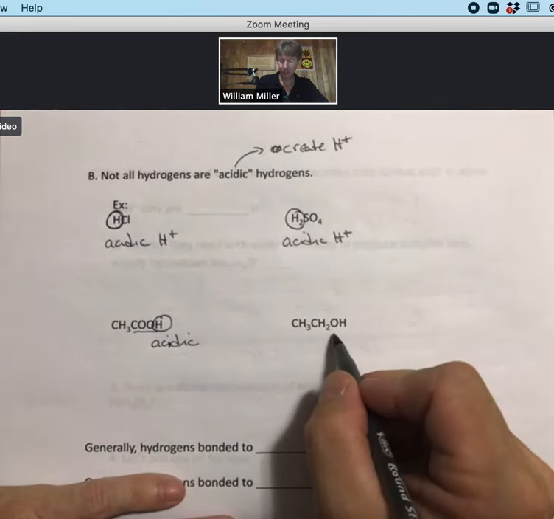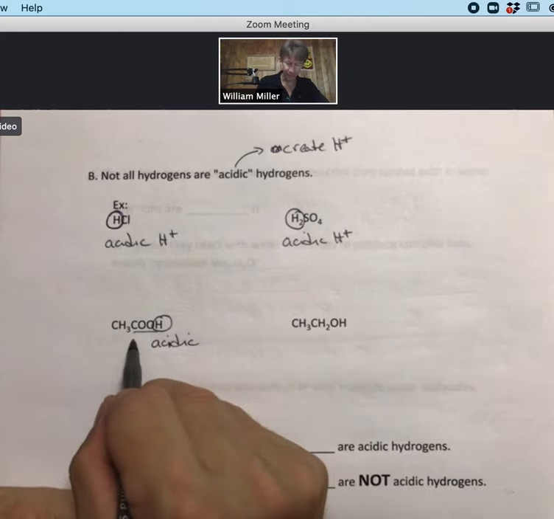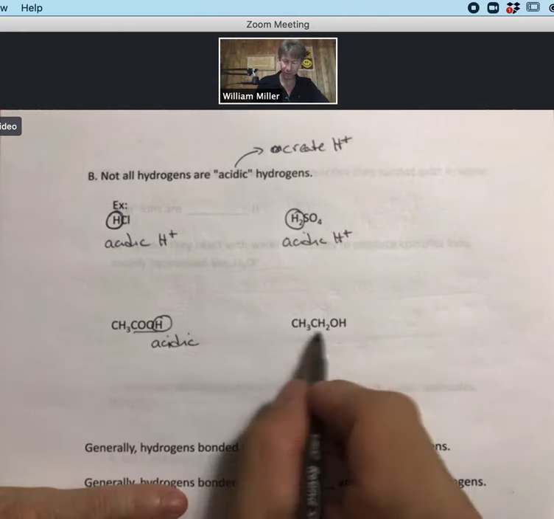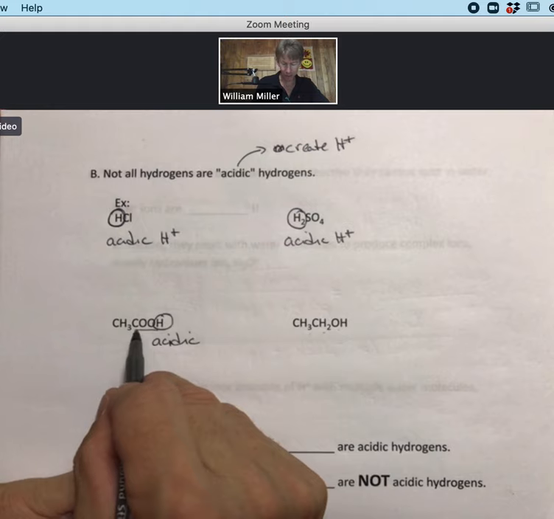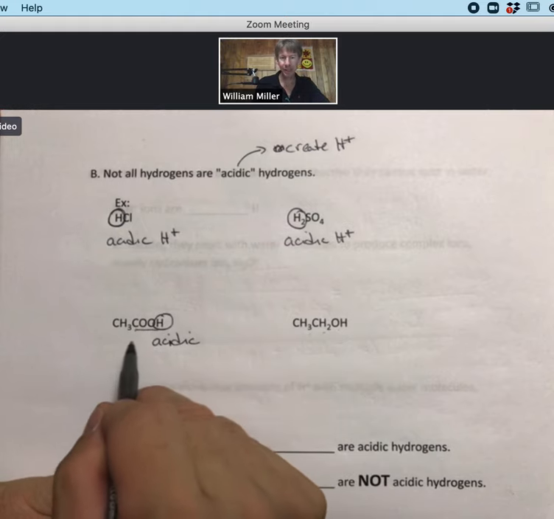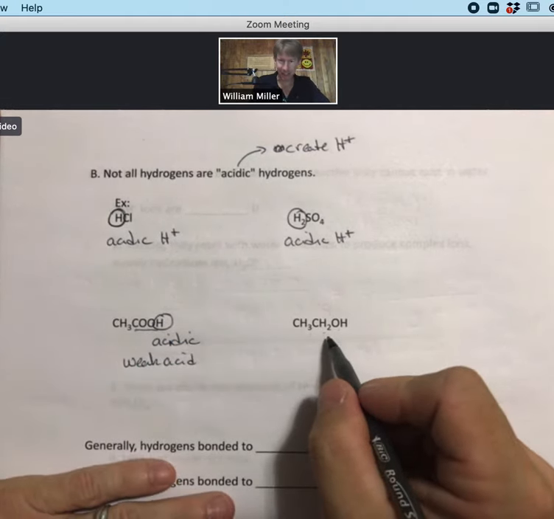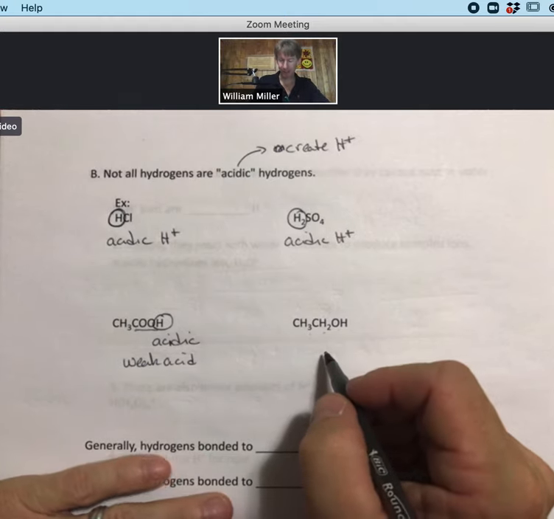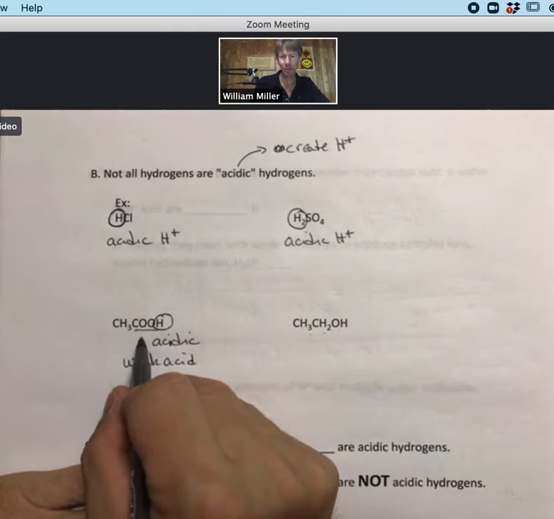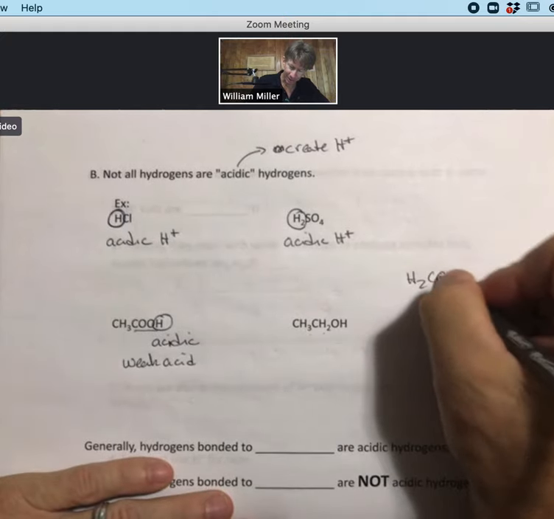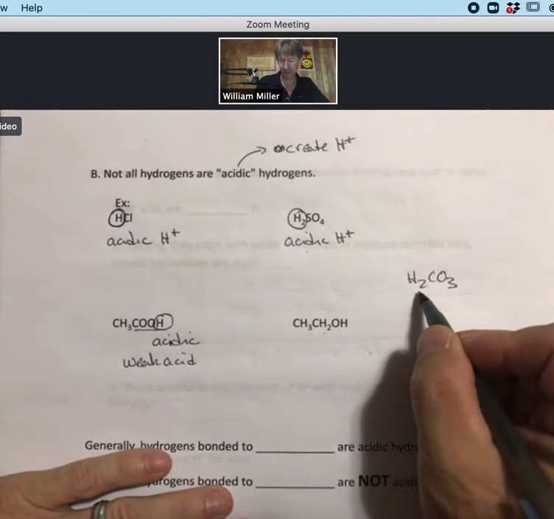Here, well, this is tricky because this compound with the name ethanol and this compound with the name acetic acid look very similar. So this is why we have to know our OH groups, or specifically know to look for COOH groups. This is a weak acid. This is not a weak acid. This is an alcohol. But what we need to know now is this is not a weak acid. That's why I've emphasized this COOH group so much. Just as another example, we'll throw in carbonic acid. We recognize this as an acid because it's got H's in the front.